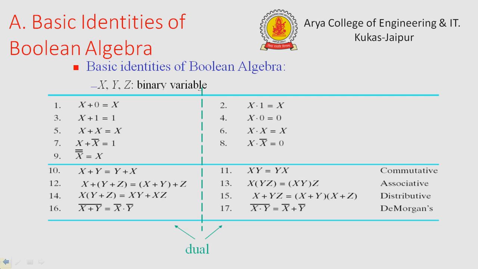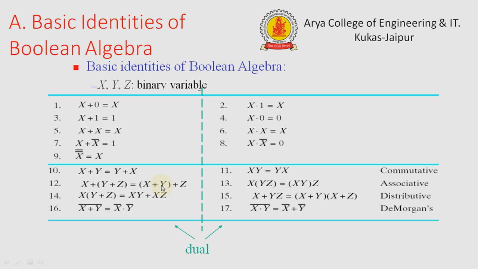So these are the basic identities for Boolean algebra, which we can also call the rules of Boolean algebra. Here x plus 0 equals x, x dot 1 equals x, x plus 1 equals 1, x dot 0 equals 0, x plus x equals x, x dot x equals x, x plus x bar equals 1, x dot x bar equals 0, and the double complement of x equals x, and x plus y equals y plus x, xy equals yx. This is known as the commutative law.